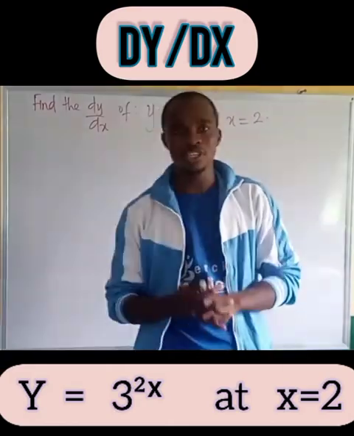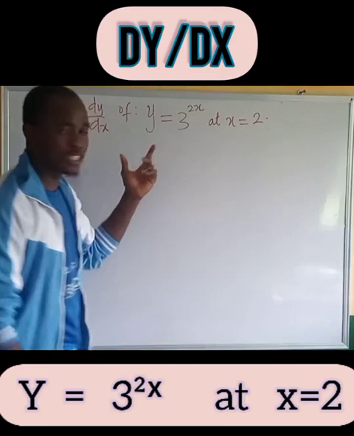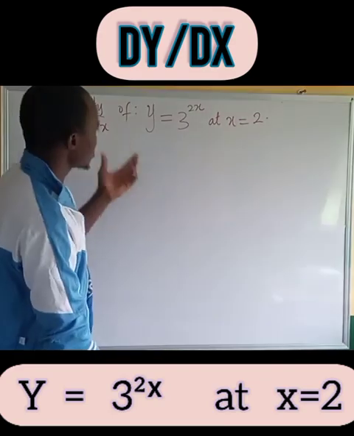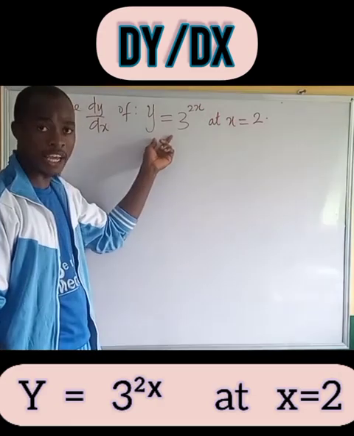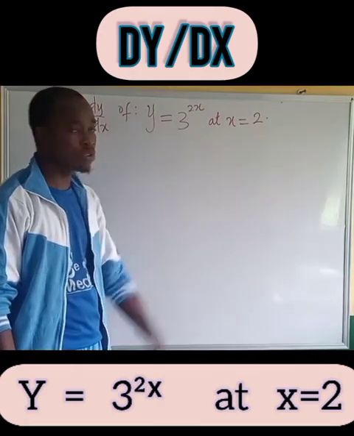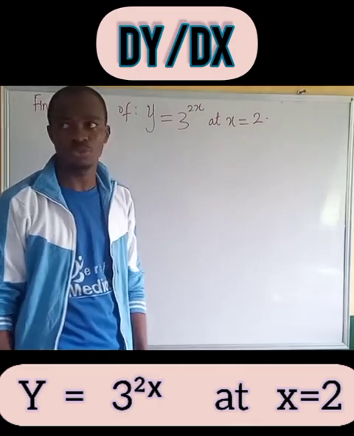In today's tutorial, we are going to be looking at this question on the board. The question says to find dy/dx of the function y equals 3^(2x) at x equals 2.